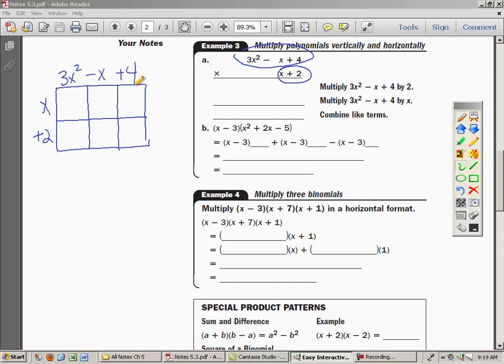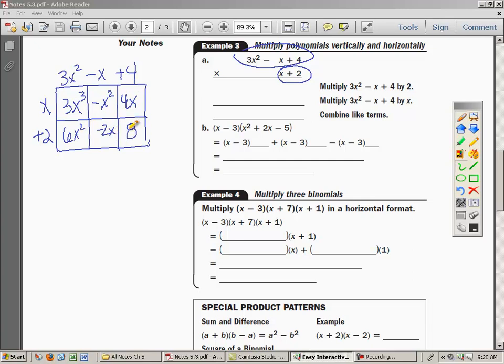Now it simply says to fill this box here, I multiply these two things together. This is 3x to the third. X times negative x is negative x squared. X times 4 is 4x. And so on and so forth. You get 6x squared, negative 2x, and positive 8.